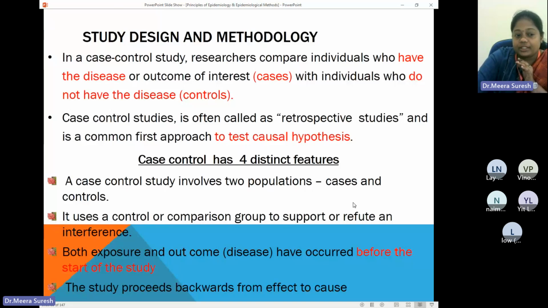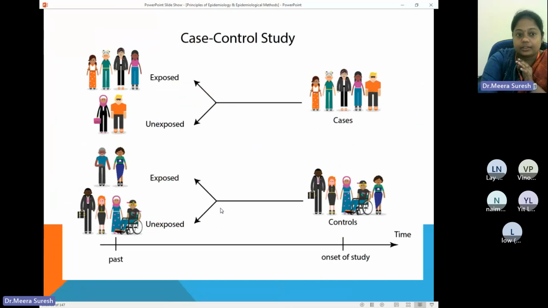And it has got four distinct features: two populations, cases and control. And here the exposure and outcome have occurred before the study of the disease, and the study proceeds backward from effect to cause. The terms actually interchange. When we say exposure, exposure can also mean a risk factor, or it can also be used as cause. And when we say outcome, it can also mean disease, or we can say effect. So the terminology interchanges.